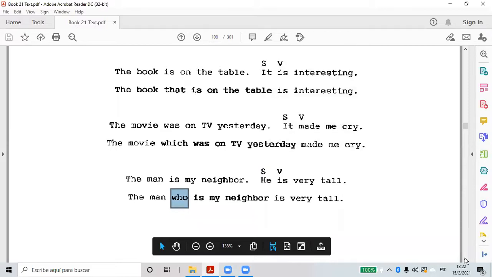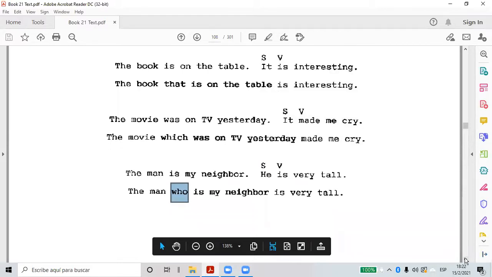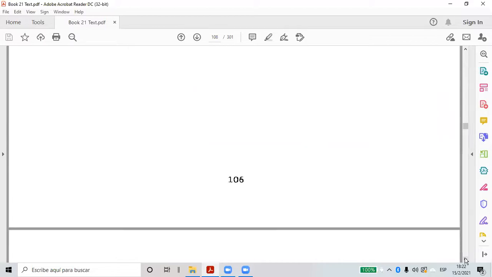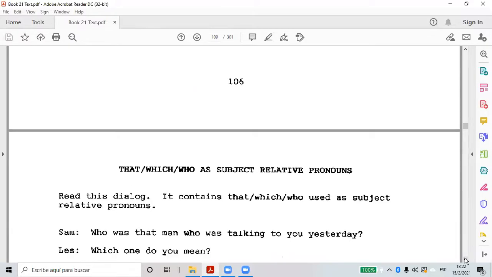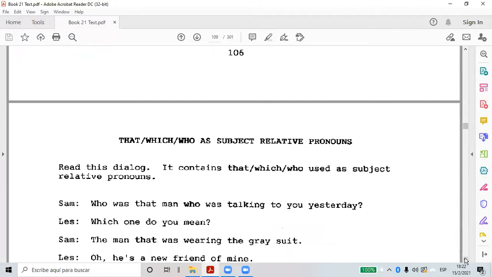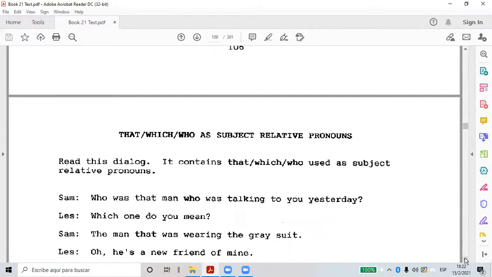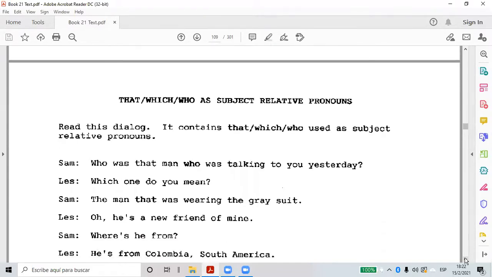We're going to apply the rules now. Let's see some examples in this dialogue. That, which, who as subject relative pronouns. Read this dialogue. It contains that, which, and who used as subject relative pronouns. You have to remember that who is used with people, which with things, and that with both of them, okay?